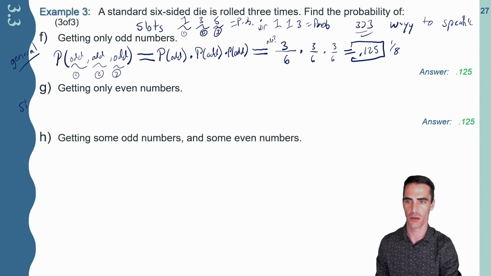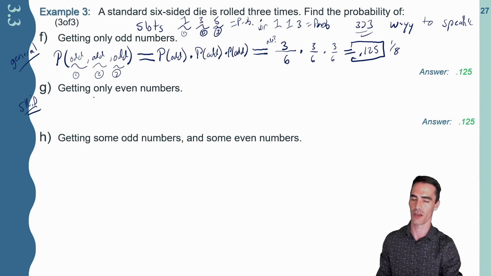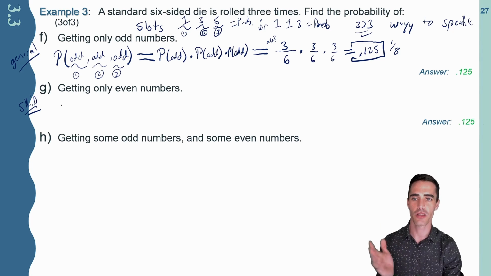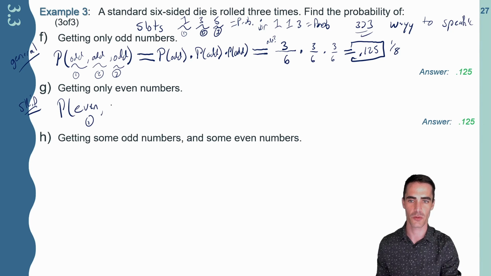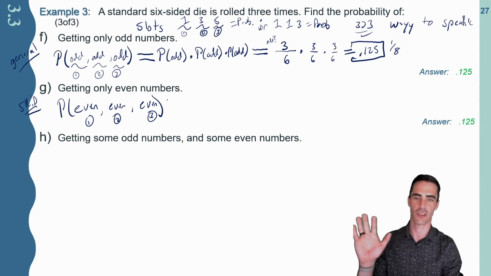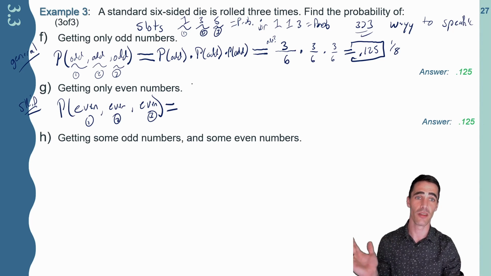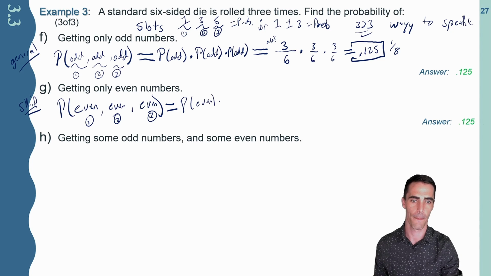Let me do this one pretty quickly here because it's very, very similar, and that's getting only even numbers. Notice the situation is relatively the same. I'm looking at getting an even number on my first roll, even on my second, and then even for the last, being as generic as possible. The probability looks the same, so let me speed through real quick and evaluate it.